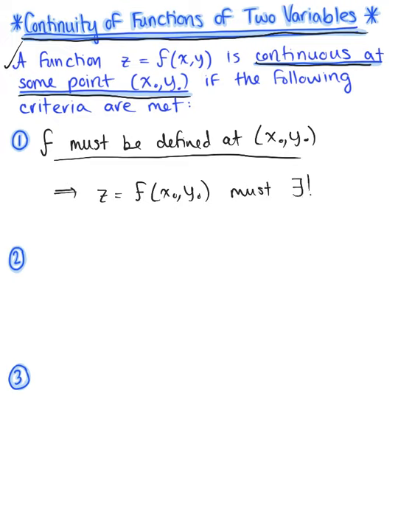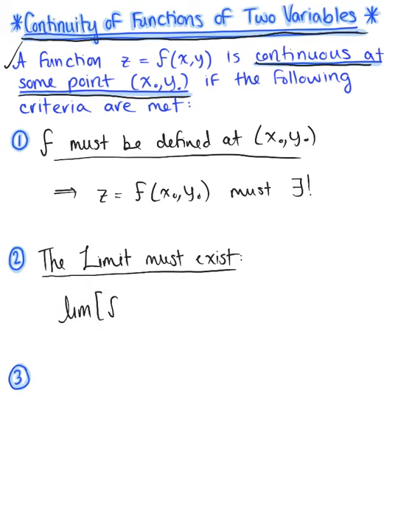Our second criteria is that the limit of f of x, y must exist as x, y approaches that fixed point x naught, y naught. So the limit must exist. In other words, the limit of our function f of x, y as the point x, y approaches that fixed point x naught, y naught must exist. So it must be equal to some real number, we'll say L.